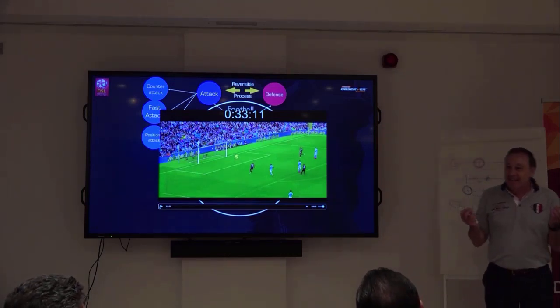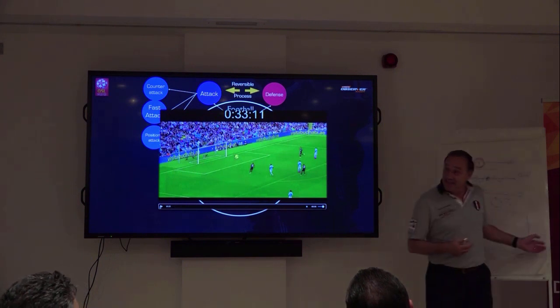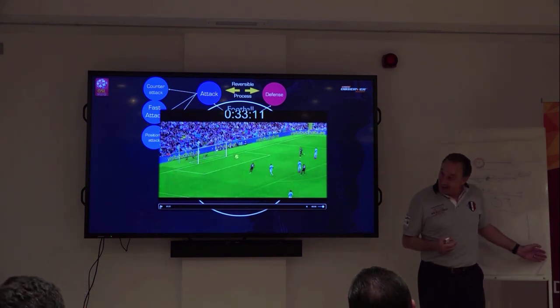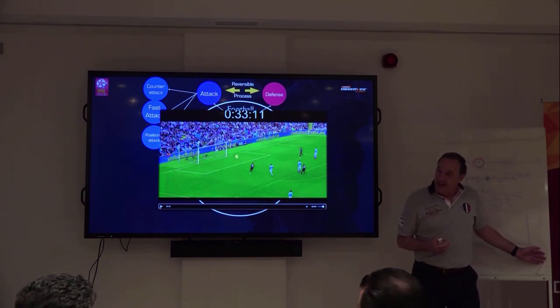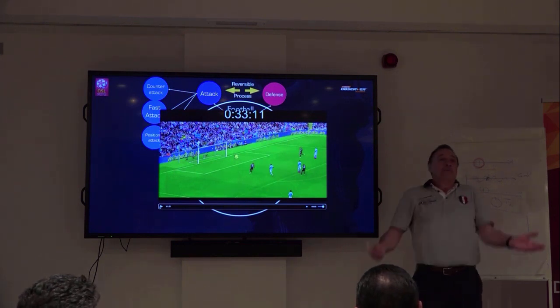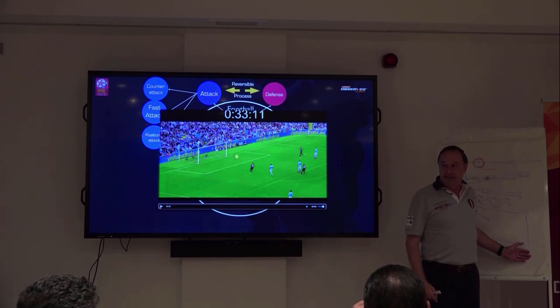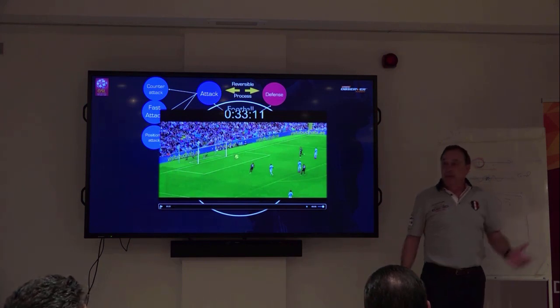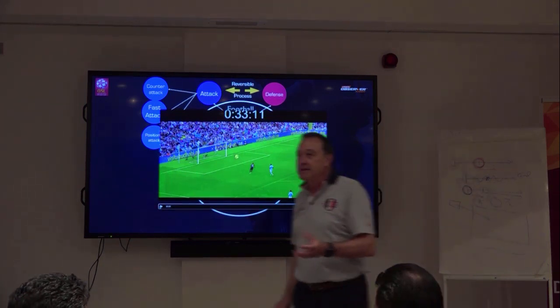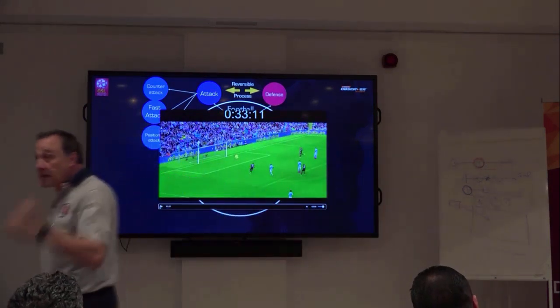Do you understand this? See this exercise? You like it? I do. Yeah, that is very good. Because now we are playing with time. We are not playing with number of passes. We play with time. And the player has to understand the timing of attacking the ball or keeping the ball.